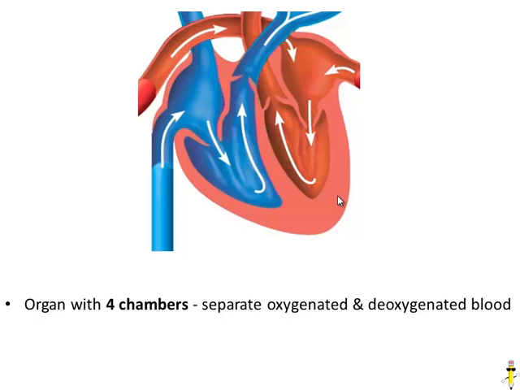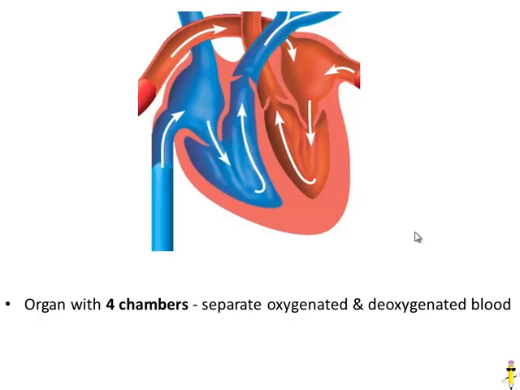Now, in diagrams, oxygenated blood is often indicated by a red color, and deoxygenated blood is often indicated by a blue color. This is a little bit misleading, though. None of your blood is actually blue. If it's deoxygenated, it's more of a dark purplish red, whereas oxygenated is a bright red. So just keep that in mind.